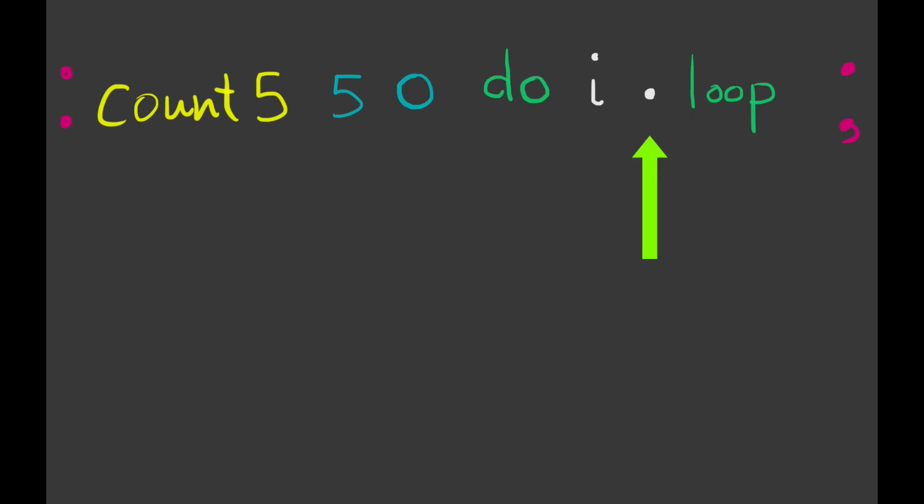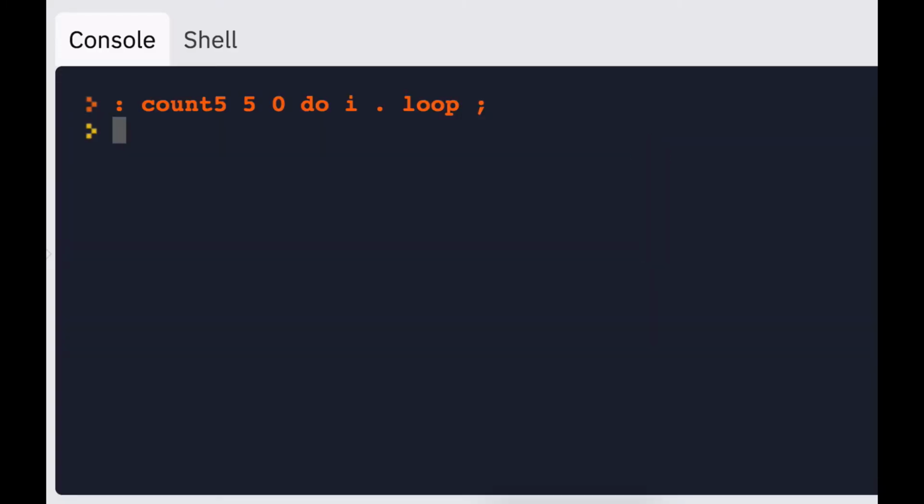Let's print out I using the dot operator. Here you can see that the starting value 0 is included, but the ending value of 5 is not.